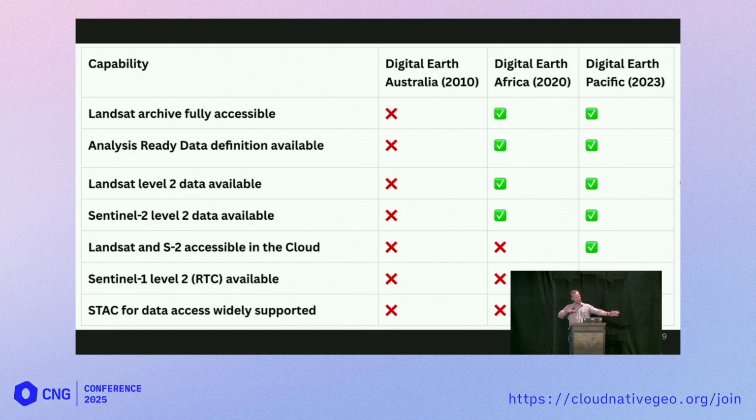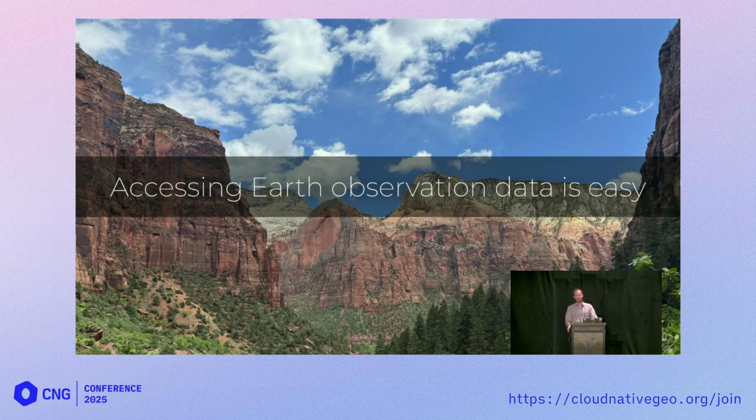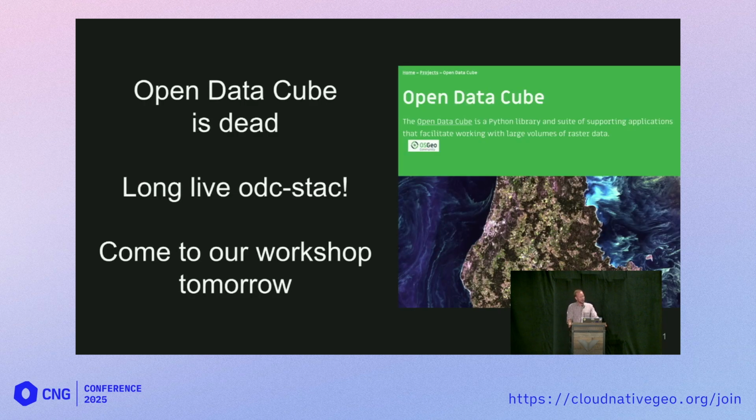And just to put that all in context, Digital Earth Australia started in 2010, and Landsat data was on those tapes, right? In 2025 now, Landsat data, Sentinel-2 data, all of these other data sets are there with a REST API index, and accessing Earth observation data is easy. So the conclusion here is that the Open Data Cube is dead. Long live ODC STAC.